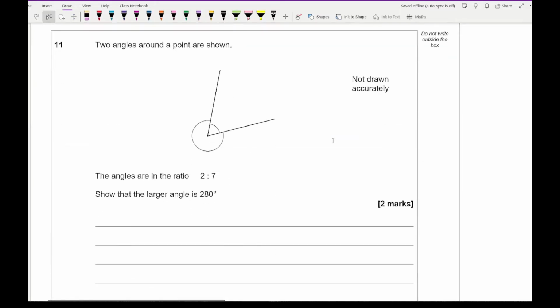Moving on to question 11, it says 2 angles around a point are shown. The angles are in the ratio of 2 to 7. Show that the larger angle is 280. Well, total sum of angles is 360. So if I share 360 degrees in the ratio of 2 to 7, this is the small angle, this is the large angle. So here we've got 9 parts.